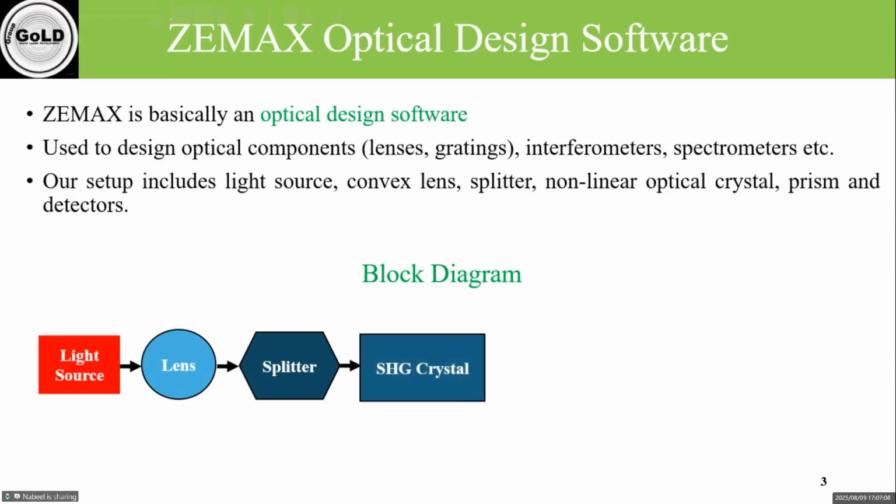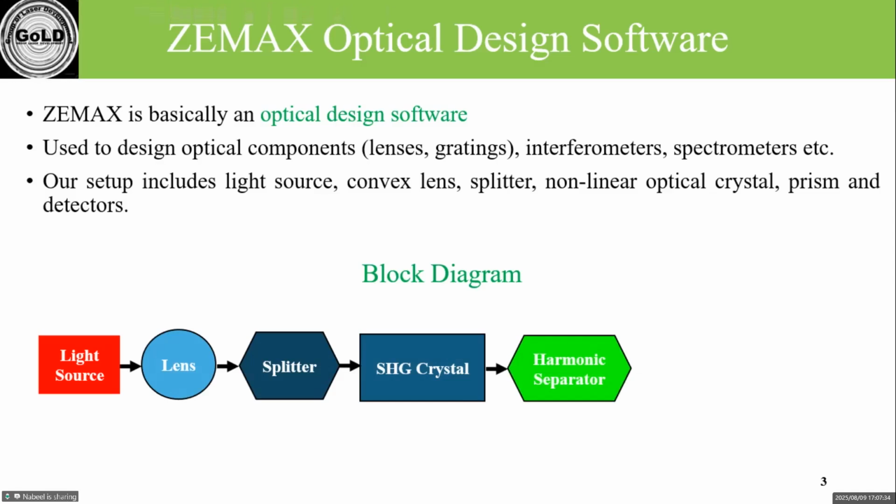And then we have a second harmonic generation crystal. But in ZEMAX, we don't have any second harmonic generation crystal. So we are using a very thin layer, a very thin material, with a thickness of millimeters, and we have applied a coating like birefringence on this crystal. Then a harmonic separator. Basically, our main issue in ZEMAX is the second harmonic generation crystal and the harmonic separator.